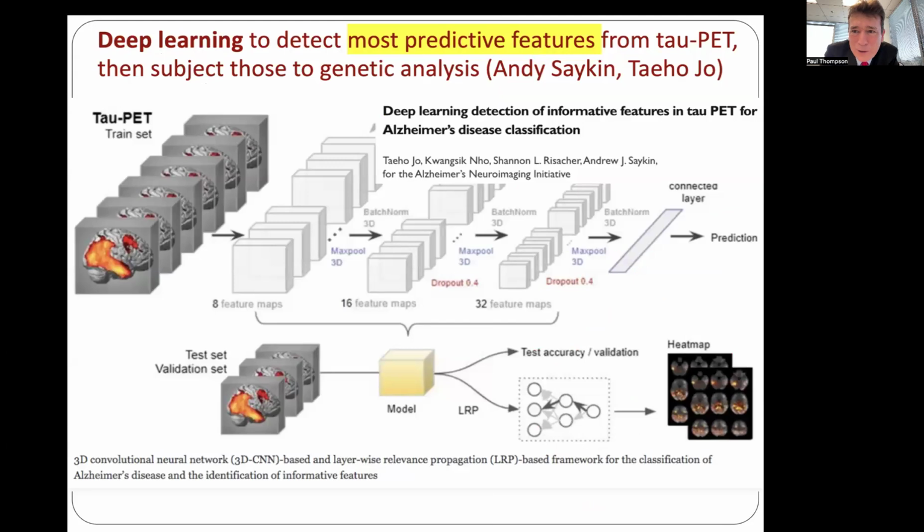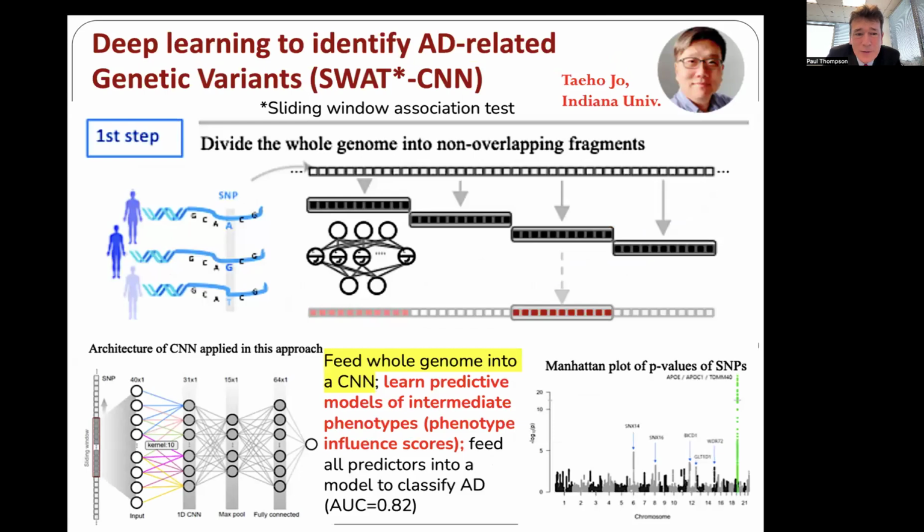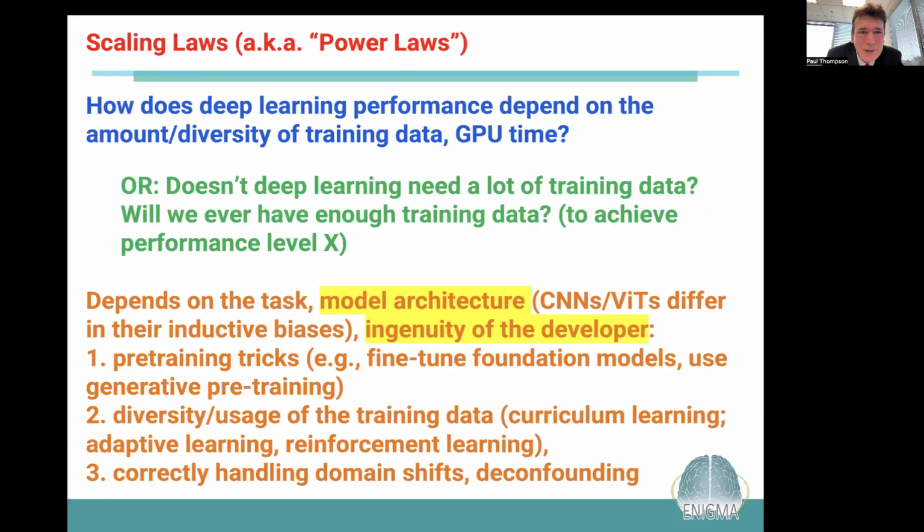This work by Andy Saykin and Taiho Zhou at Indiana University essentially finds in PET scans the most predictive features. Here, tau-sensitive PET. Tau is an Alzheimer's pathology. And then the CNN in this case lights up the parts of the image that have features that predict Alzheimer's disease. And then this, in a second stage, can be fed into a neural network that looks at the genome. So he also, Taiho Zhou, has a method called SWAT-CNN that slides a window over the genomic data and uses feature detectors in a CNN to learn patterns in the genome that then might predict not just Alzheimer's disease, but also the things going on in the image.